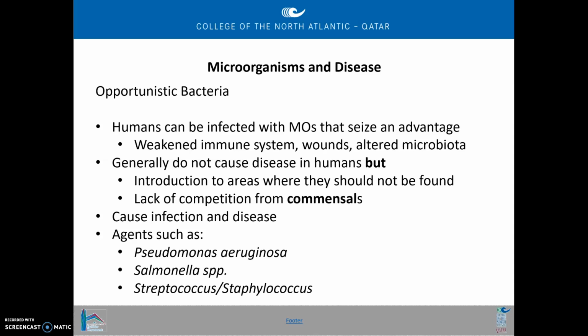So we can be infected by a lot of these microorganisms. If they have a chance, if they have an opportunity, then they can become pathogenic. So often we'll call these opportunistic pathogens. Generally, this happens when we have a weakened immune system, if we're wounded, if we have an open wound, or if we have an altered microbiota, which can happen if we're taking antibiotics for a long period of time.